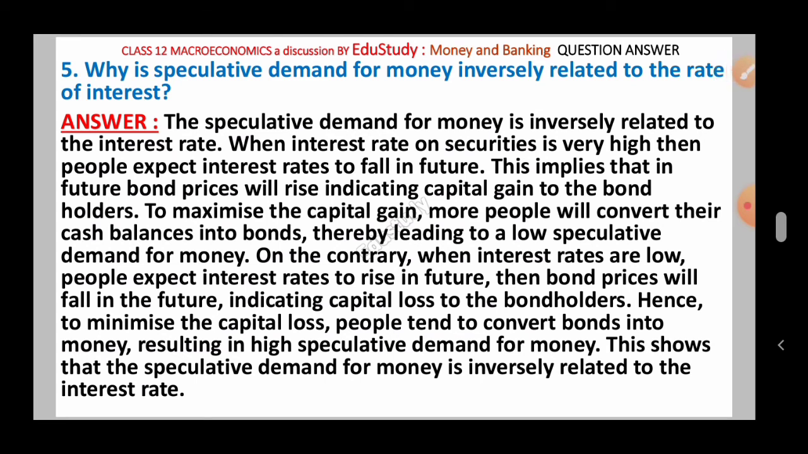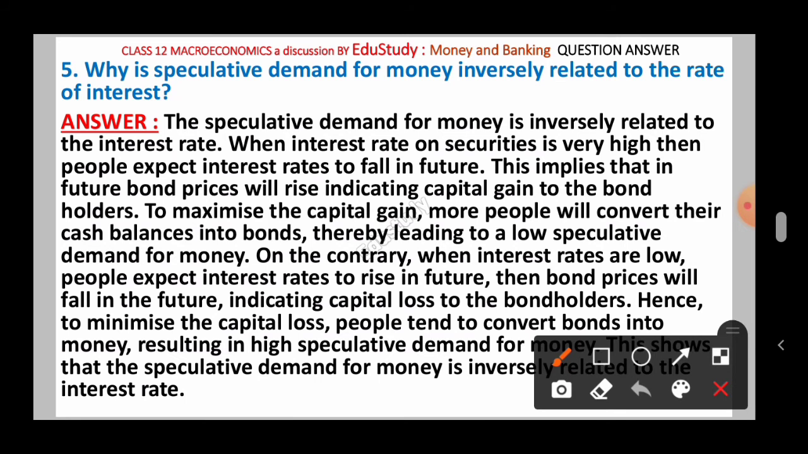So I will explain this more. You have to remember here that the interest rate means the interest rate on securities, since the speculative demand for money is inversely related to the interest rate. You have to remember this interest rate is on the securities or bonds. If the interest rate is high, then people will think that in the future it will fall. So therefore they will think that in the future the bondholder will get more capital gain.